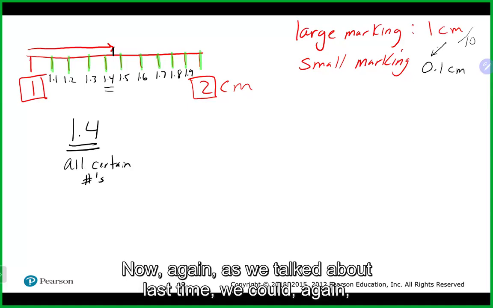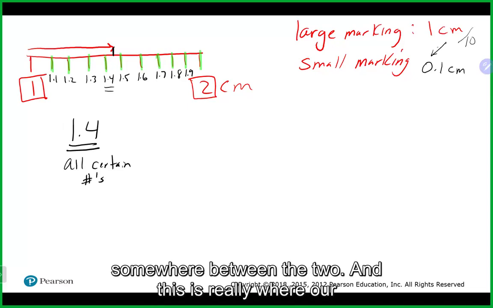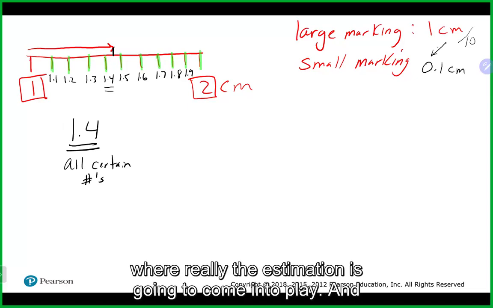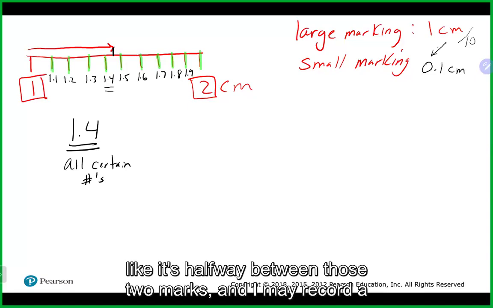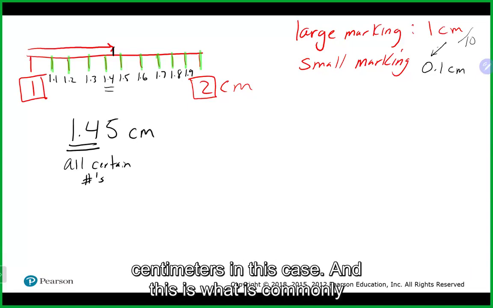Now, as we talked about last time, we can clearly see that it's not exactly 1.4. Again, not exactly 1.5. We're somewhere between the two. And this is really where the uncertainty in our measurement is going to come into play. It is where the estimation is going to come into play. I may look at it and see that it looks maybe halfway between those two marks, and I may record a 5 along with always the units, which would be centimeters in this case.